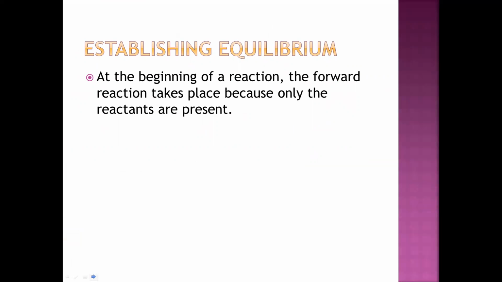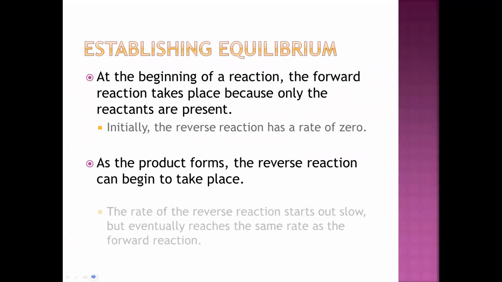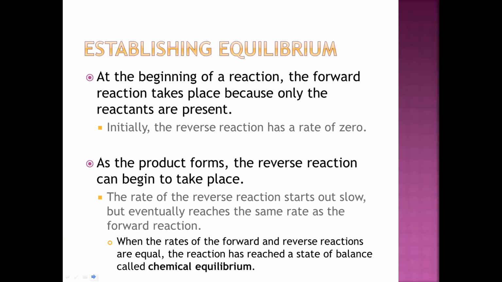Okay, so at the beginning of the reaction, the forward reaction takes place because we only have reactants. When we do chemical reactions for class in here, we only have reactants when we start, okay? But, so initially, the reverse reaction is not going to happen, so it has a rate of 0. But as the forward reaction happens and the products start to form, then the products can start going in reverse. They can start turning back into reactants. So the rate of the reverse reaction will start to grow. And eventually, it starts out slow, but eventually it will reach the same rate as the forward reaction.